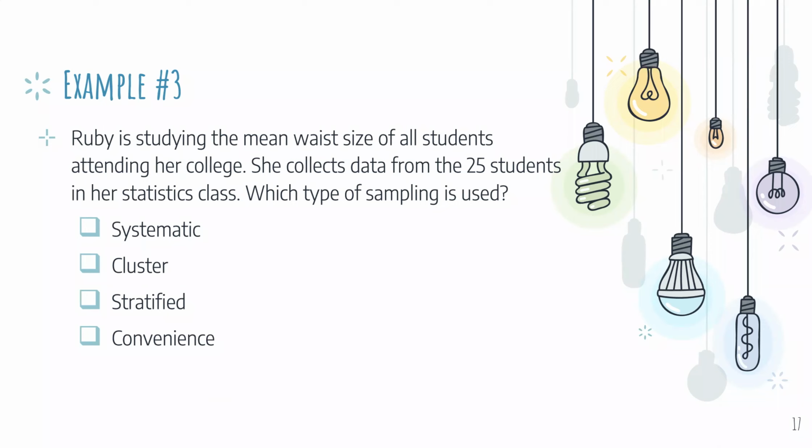So is it convenience or is it systematic? So she is selecting 25 students from her class. Those are people that are very accessible to her. So that looks more like convenience sampling. It cannot be systematic because she's not creating a system out of a list whatsoever. So this is convenience. People that are very available to her. She doesn't have to go outside of her classroom to get her sample. That is convenience.